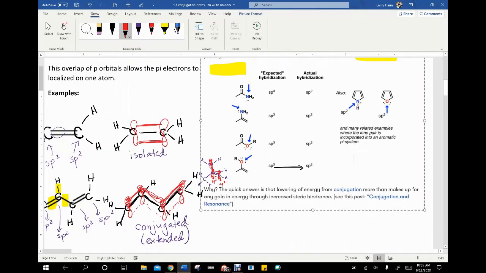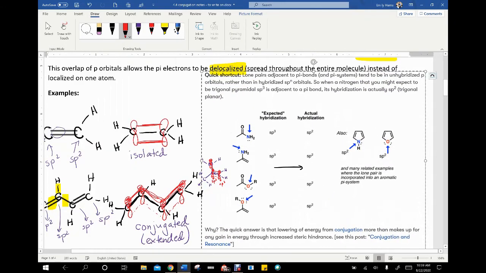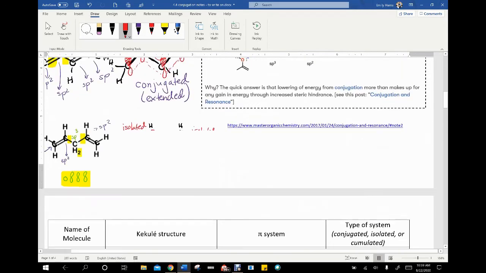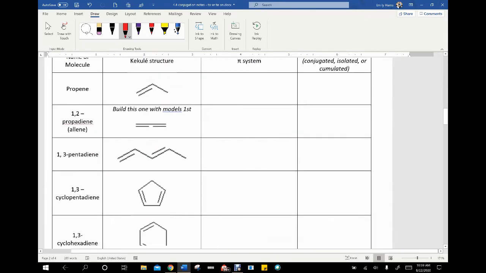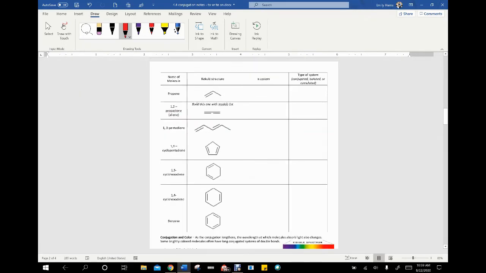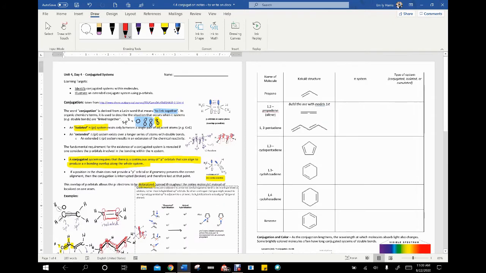Okay. Oops, don't want to move that. All right. So let me scroll down here and get off this text box, and we'll show you what you're going to do to practice. So what we've got here is a little practice chart with a few different molecules, and you're going to practice labeling or drawing out the p orbitals within the pi system, and then telling me if it's conjugated, that's extended, isolated, or what's called cumulated, and we'll come back to that one at the end.